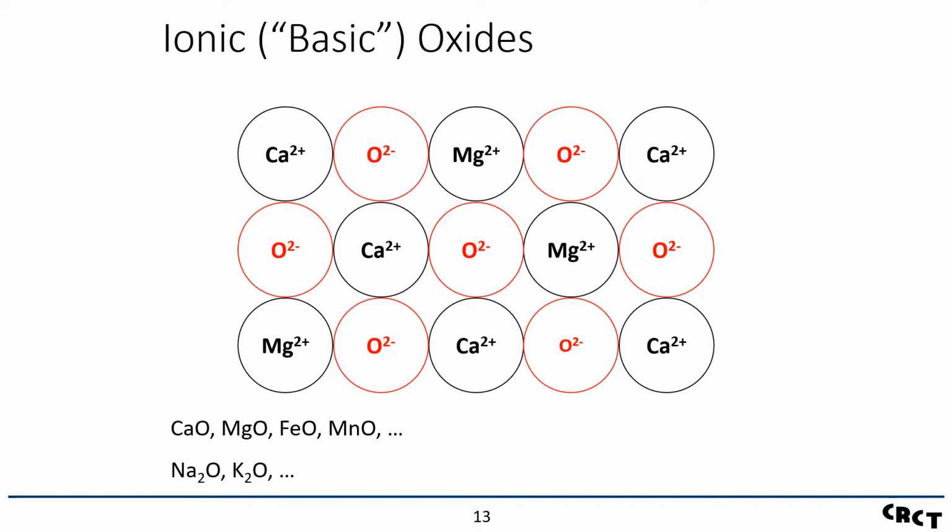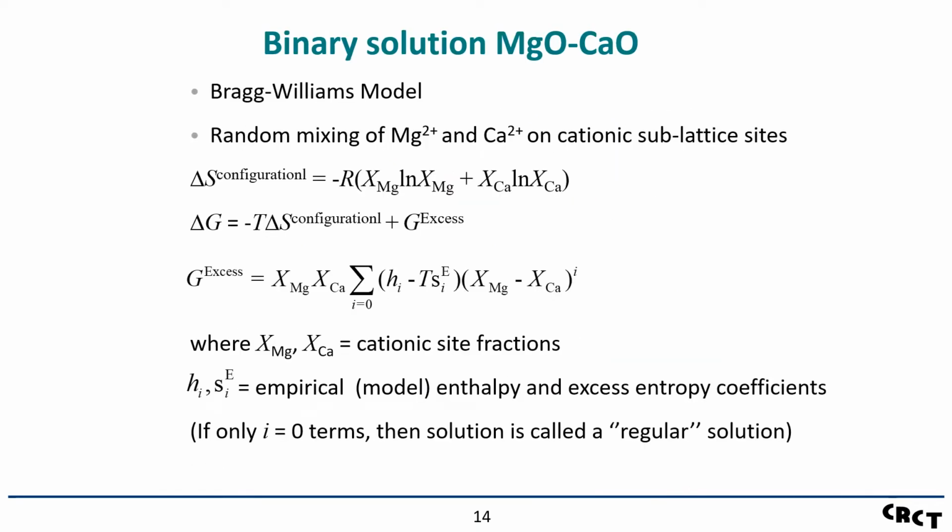Starting with the simplest case, we have basic or ionic oxides: calcium oxide, magnesia, manganese oxide, alkaline oxides, and so on. Generally, these are modeled as having two sublattices, an anionic sublattice where you find the oxygen ions, and a cationic sublattice where the cations, such as calcium and magnesium, are distributed. In the simplest case, we assume a random distribution of the cations on the cation sublattice. So for a binary solution, for example, of MgO and CaO, we use the Bragg-Williams model.